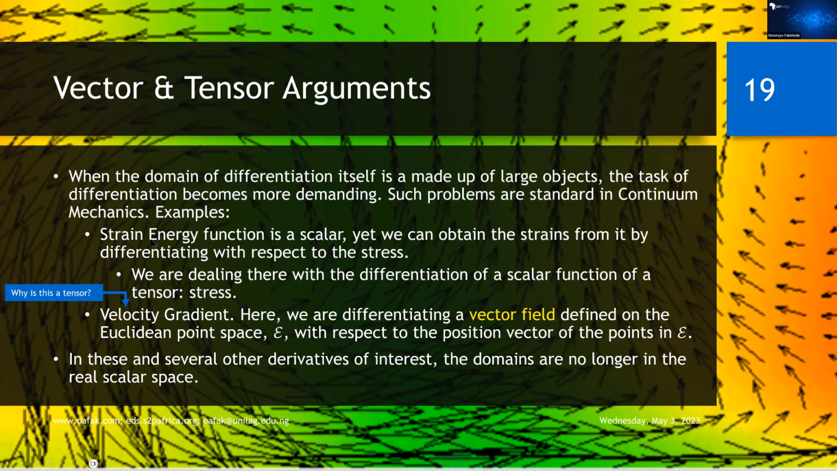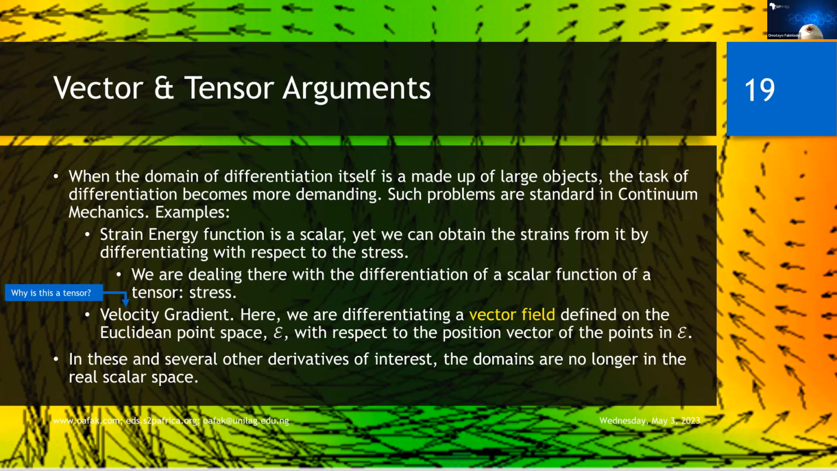For instance, the strain energy function is a scalar quantity, yet we can differentiate it and obtain strains, which is a tensor. The stress function is a scalar quantity. You can differentiate it and obtain stresses. So we are dealing here with differentiation of scalar functions of tensors, which is stress. The velocity gradient, where you are differentiating velocity with respect to a vector, is going to give you a tensor. Why? We will see why.